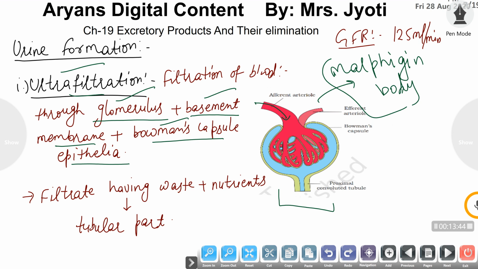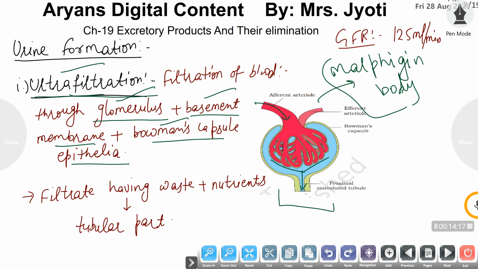So it makes the blood so filtered that no impurity and no substances other than the blood plasma or blood corpuscles remain in the blood, and the blood is highly filtered. The filtration is so fine that it is termed ultrafiltration. After ultrafiltration, the filtrate, which has waste and nutrients as well, is put into the tubular part of the nephrons from the Bowman's capsule.